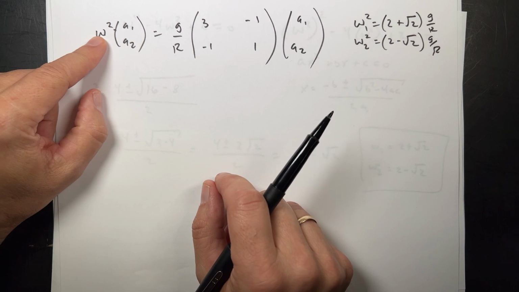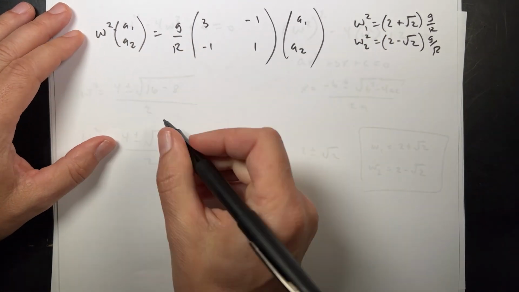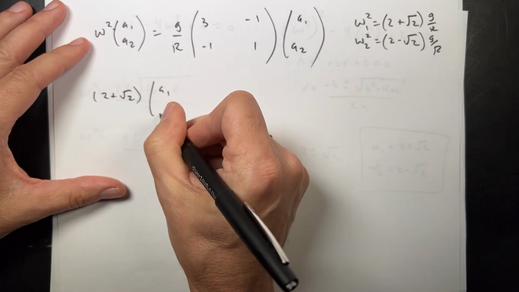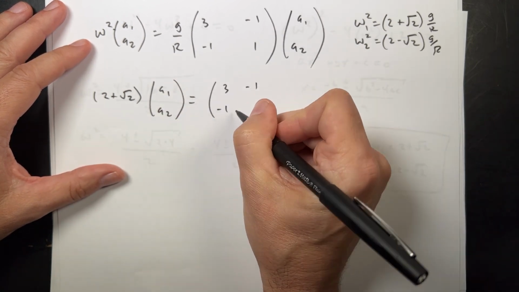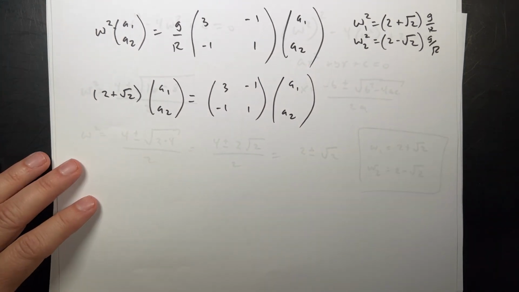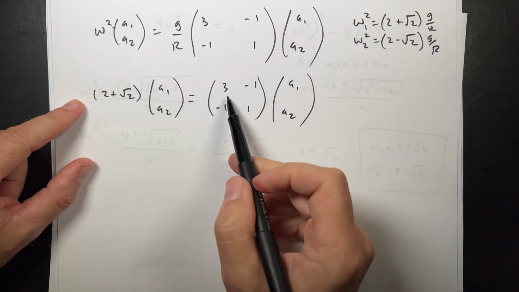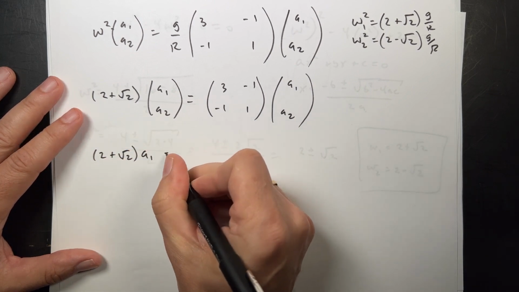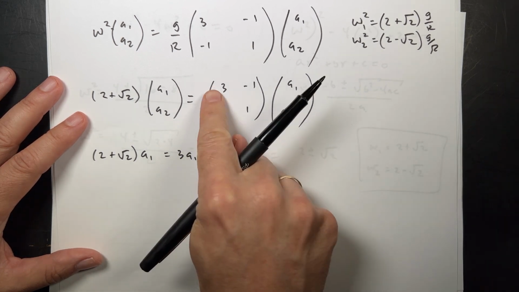So if I put that in, the G over R is going to cancel, which is kind of nice. So let's put in omega 1 squared. So I get 2 plus the square root of 2, A1, A2 equals 3, -1, -1, 1, A1, A2. So let's just do this first. This is actually two equations, right? This times A1 is this times that. So I get 2 plus the square root of 2, A1 equals 3A1 minus A2. Because I do this, that.